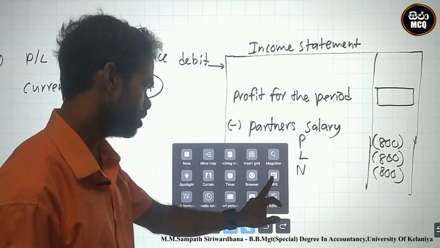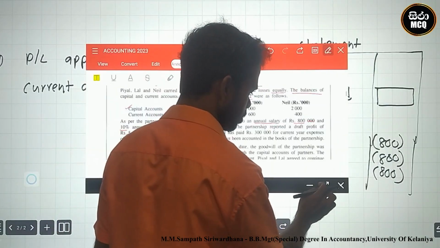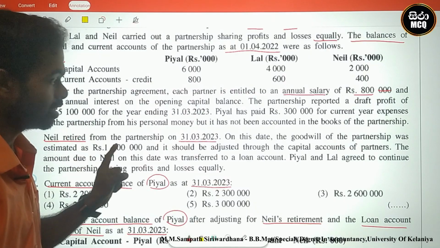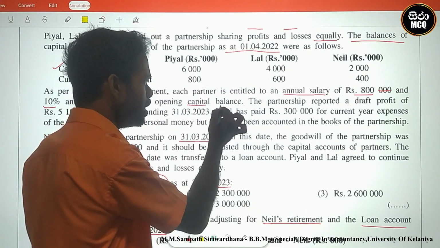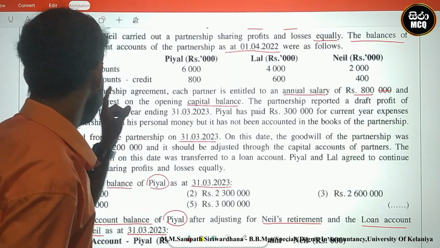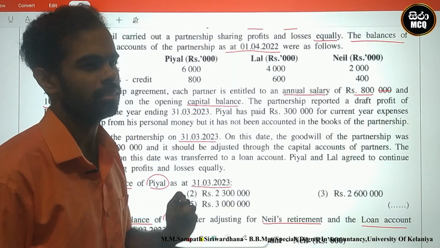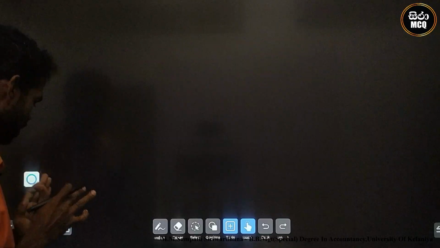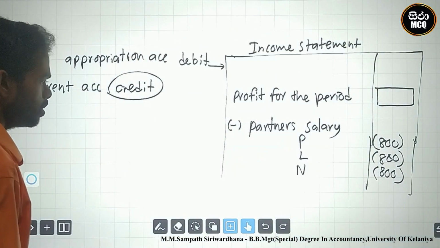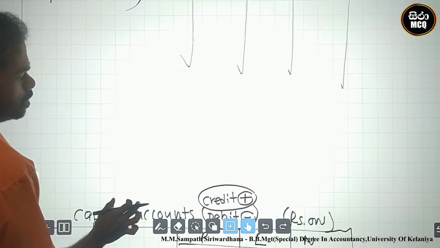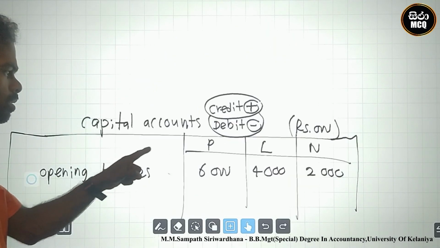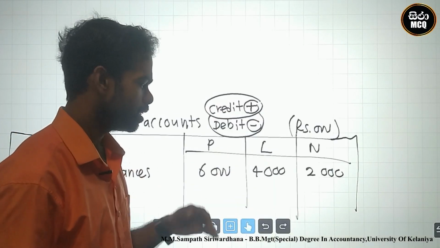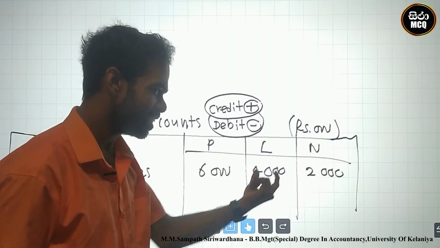After that, what does the question say? There is interest on capital, no? They said, look here, 10% annual interest on opening capital balance. What are the opening balances of the capital accounts? 6,000, 4,000 and 2,000. 10% is 600, 400 and 200.